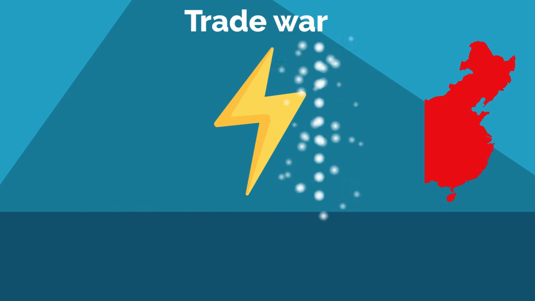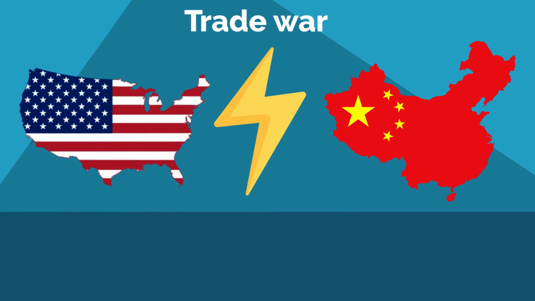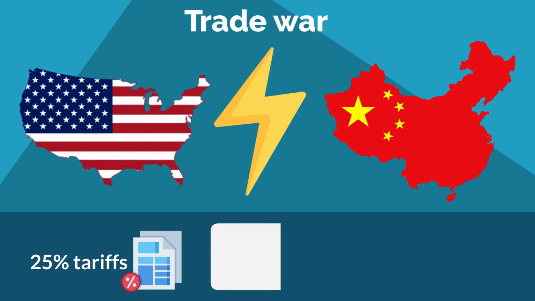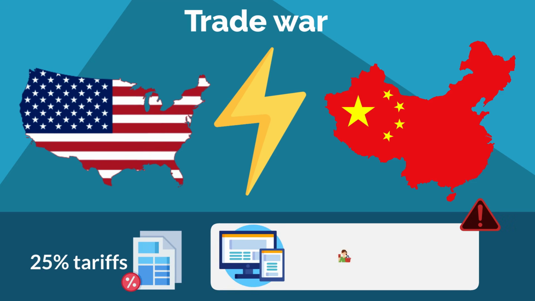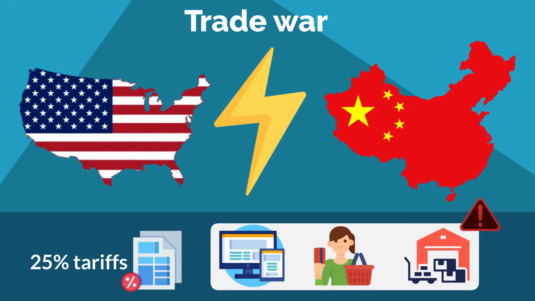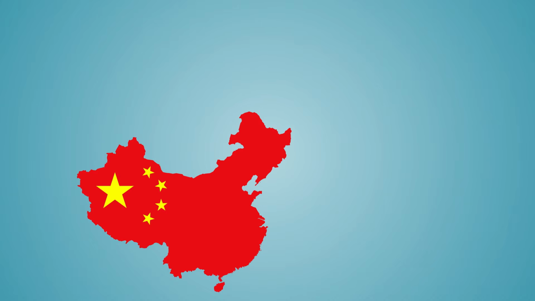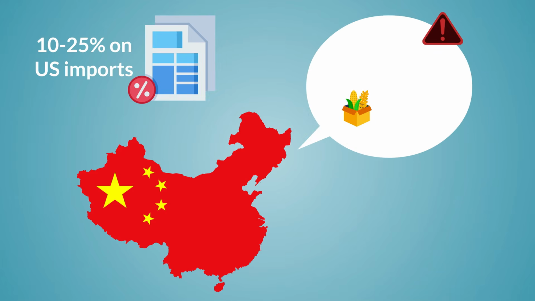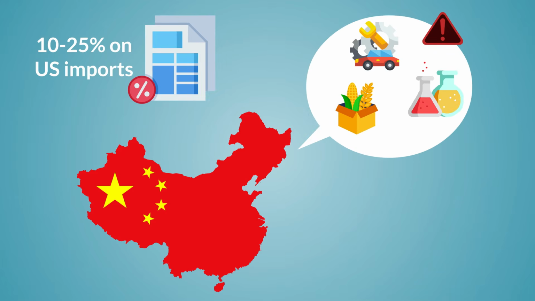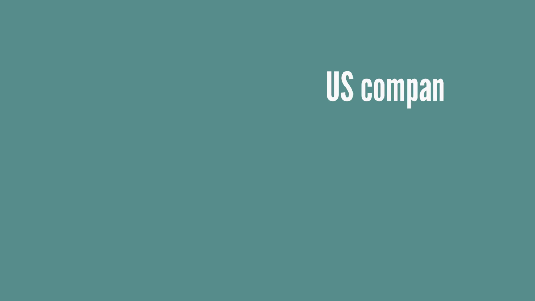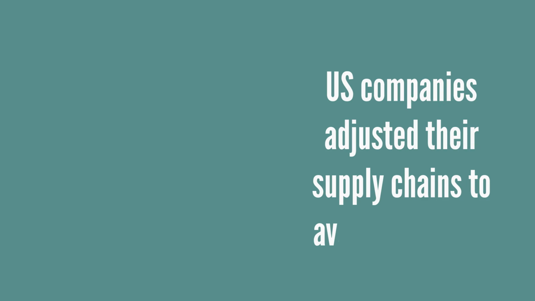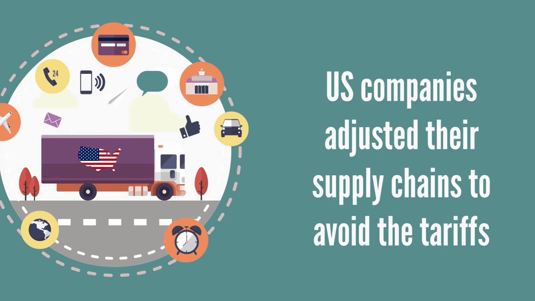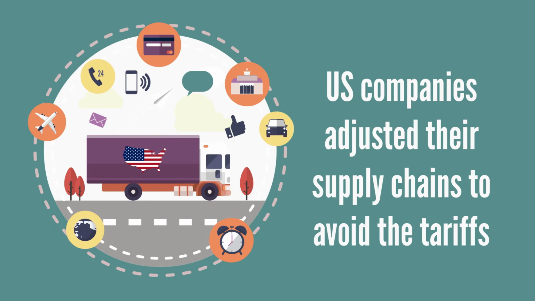The trade war with China impacted the U.S. economy, triggering 25% tariffs on technology products, as well as consumer and manufactured goods. In retaliation, China imposed tariffs of 10 to 25% on U.S. imports, affecting agriculture, automobiles, and chemicals. U.S. companies adjusted their supply chains to avoid the tariffs, proving resilient despite the added costs and logistical challenges.